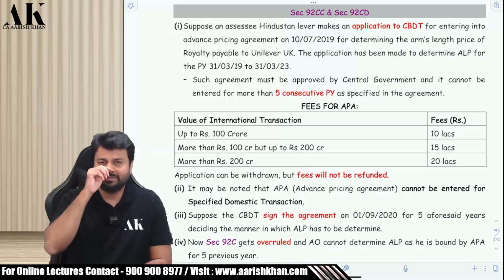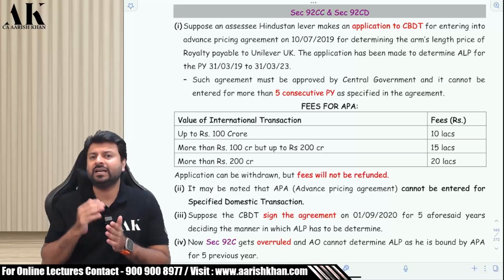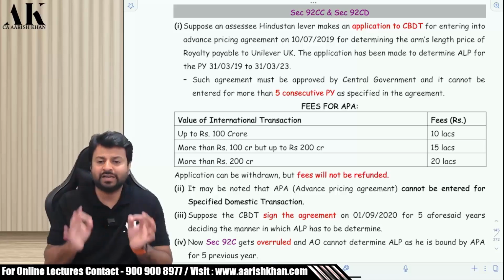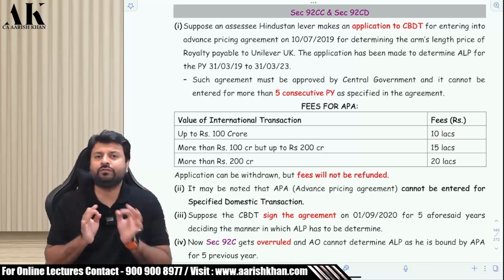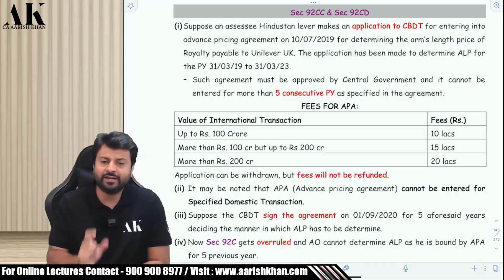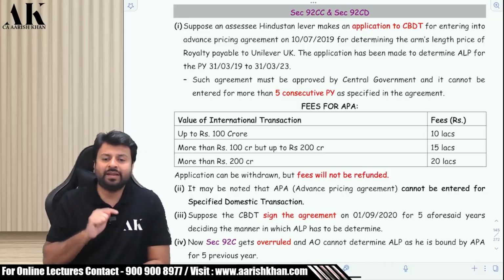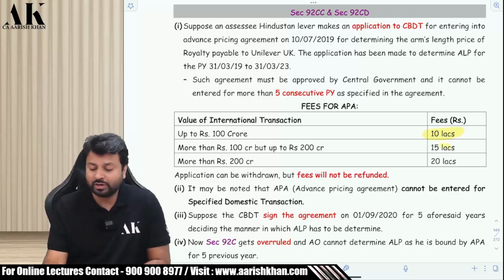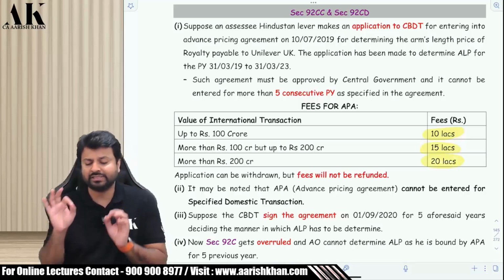Now this advance pricing agreement is entered after a prior approval of the central government. Approval of the central government is a must, and this agreement is entered into for a period of maximum 5 years, 5 consecutive PYs. To enter into this agreement, you have to make some heavy payment of fees. If the value of transaction is up to 100 crore, you have to pay 10 lakh rupees as fees. If it is more than 100 crore but up to 200 crore, then 15 lakh rupees is the fees. And if it is more than 200 crore, then 20 lakh rupees is the fees.